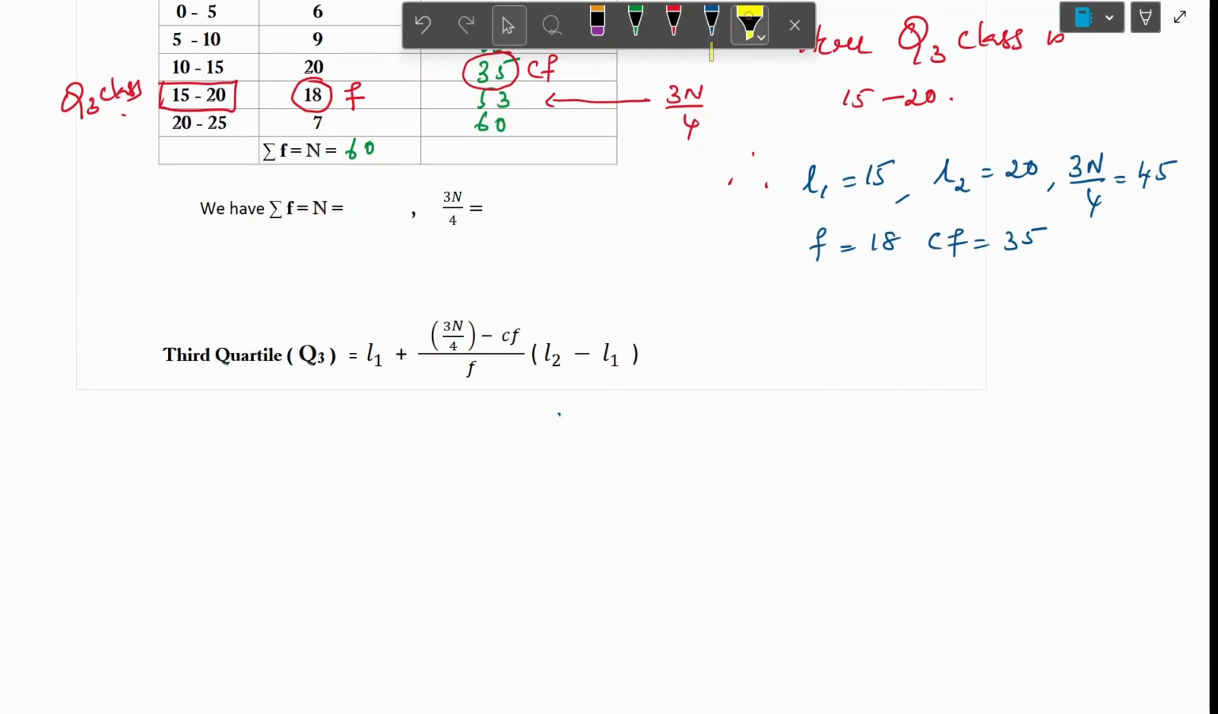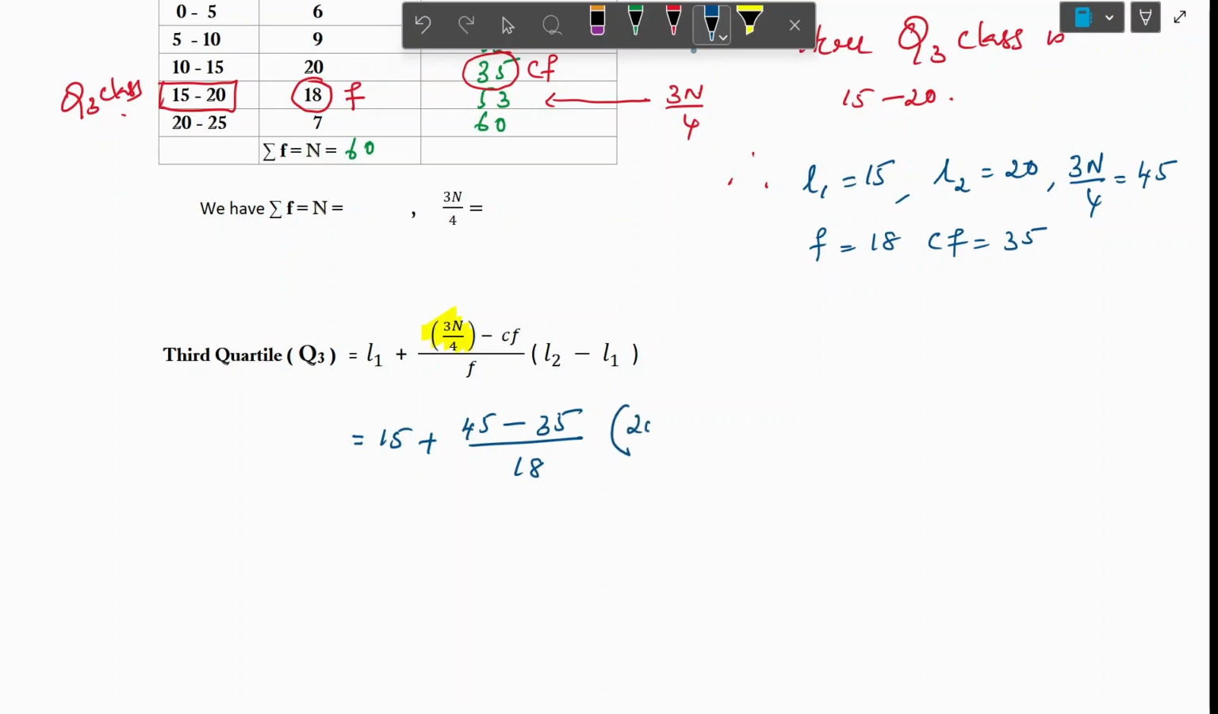Now see, here only the difference comes. Here if it is median, it is n by 2. If it is Q1, that is n upon 4. And for Q3, that is 3n upon 4. Minus CF divided by F into L2 minus L1. Here all the values are with us. That is 15 plus 3n by 4, that is 45, minus CF, that is 35, divided by F, that is 18, into L2 minus L1.